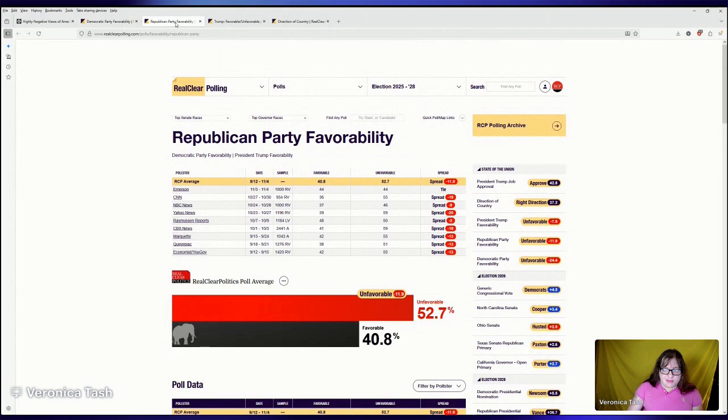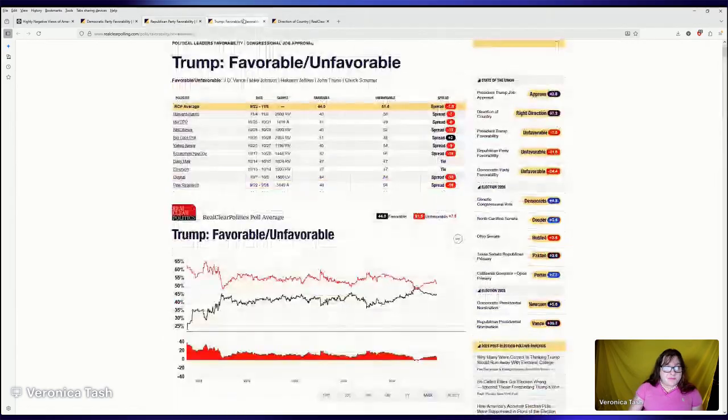We move on to Republicans. They're doing better. Favorable 40.8%, unfavorable 52.7%. So you see, Democrats running to the center are very, very disliked. Trump's favorability is sitting here at 44% favorable overall. His best seems to be 48%.